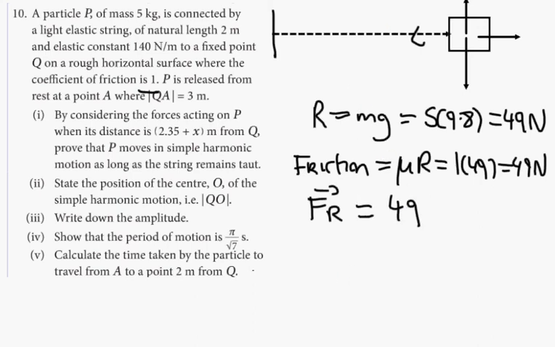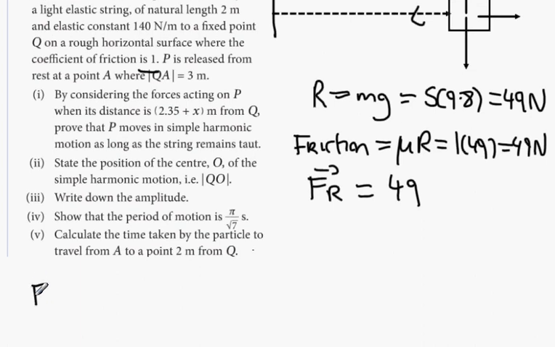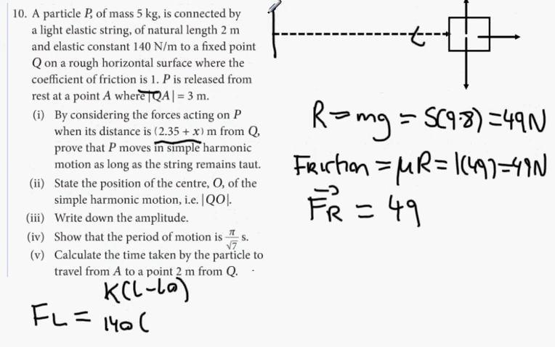Now we've got to do our force left. Force left is once again k times L minus L0. K is 140. Now we have to figure out what L is. It says, but consider the forces acting on P when it's a distance 2.35 plus x. So it's going to be this full distance here, 2.35 plus x from here to here, between the two black dots.